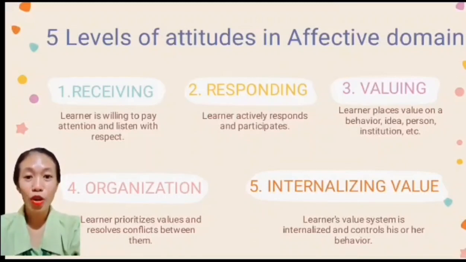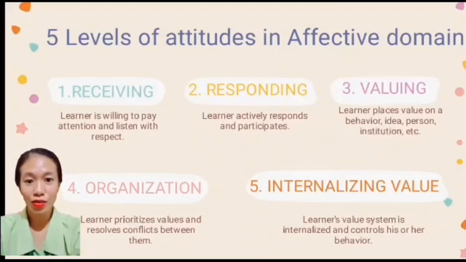Number 4, we have organization, where the learner prioritizes values and resolves conflict. Number 5, we have internalizing value, where the learner's value system has been internalized, where she or he knows how to control his or her own behavior.